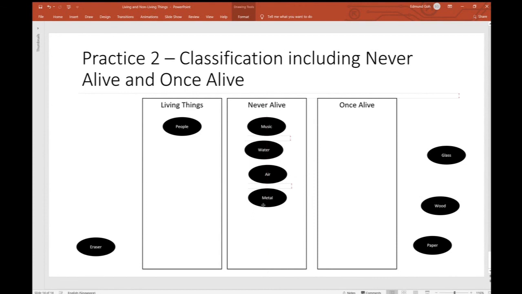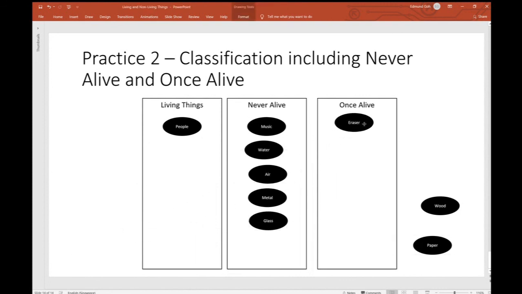Like I say, metal comes from mining in the caves, so it's never alive. Glass is a man-made material, it is never alive. Okay, so these three, they are once alive. Why? Because eraser comes from rubber, rubber comes from the rubber tree, so last time it is alive, now it's made into an eraser for you to use already, so it's not alive anymore. How do you know that? Your eraser doesn't need air, food, and water, your eraser doesn't grow, your eraser doesn't reproduce. Same for wood and paper lah. They don't reproduce, they don't grow, they don't respond to changes.